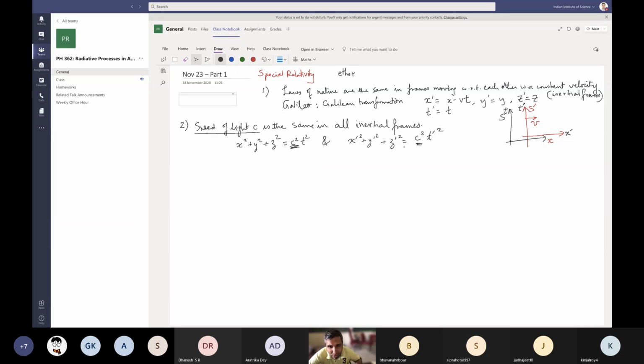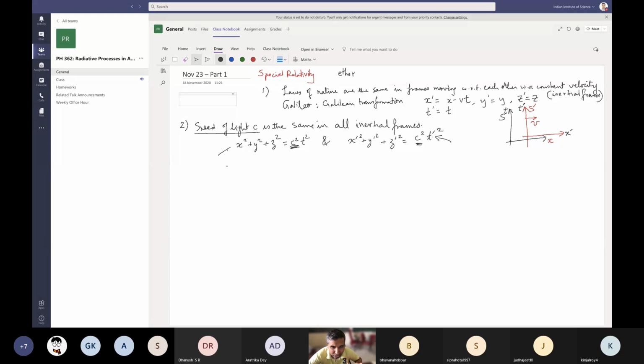For example, if you have sound waves, if the observer is moving relative to the source of the sound waves, the speed measured by the observer will be different in different frames. This is not true for light, and this is what causes all these conceptual issues, right? So in order to satisfy this, these Galilean transformations do not satisfy this with a constant speed of light c.